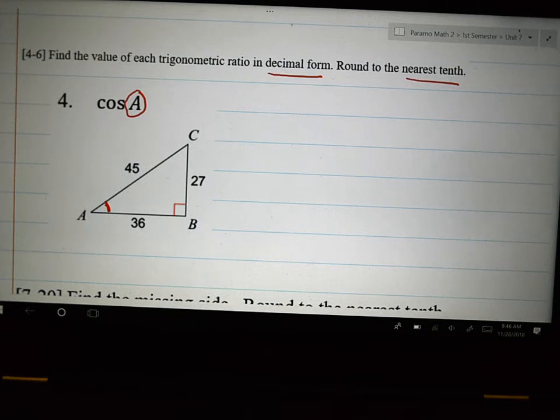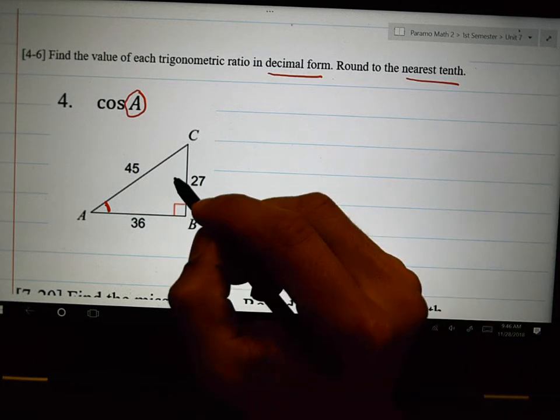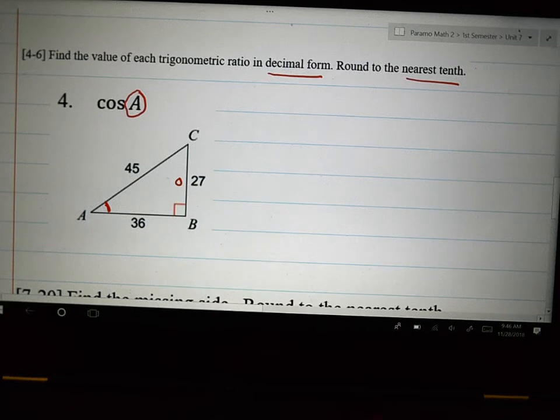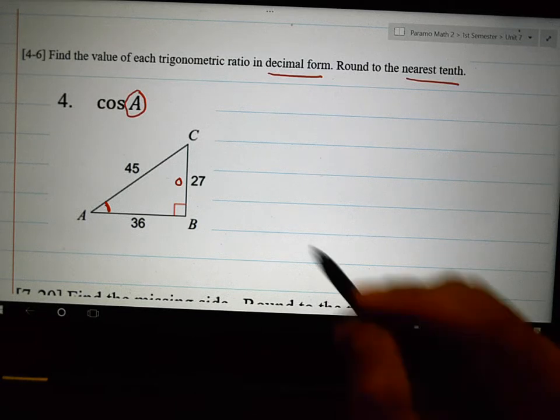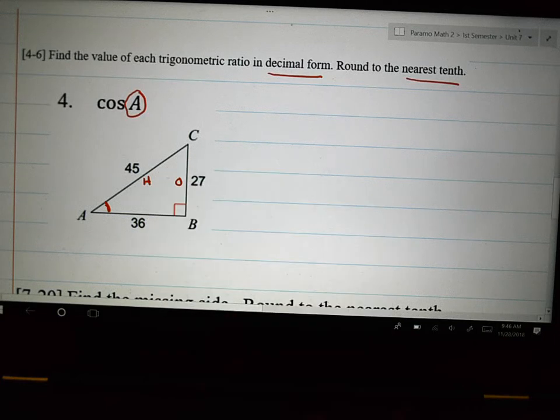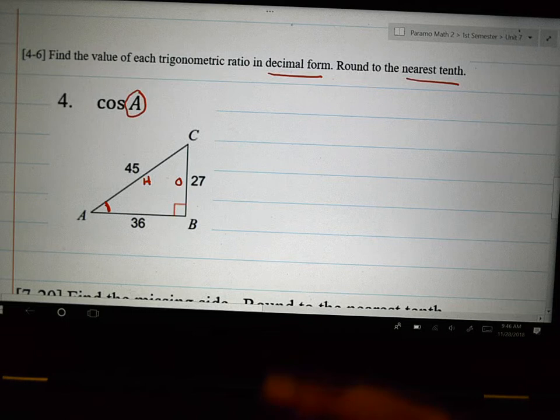It says label O, H, and A. Which one is opposite? Which number is opposite? Tell the person you're sitting next to. If you said 27 was the opposite, good job for you. H stands for the hypotenuse. Which number is the hypotenuse? And then the last number is your adjacent.